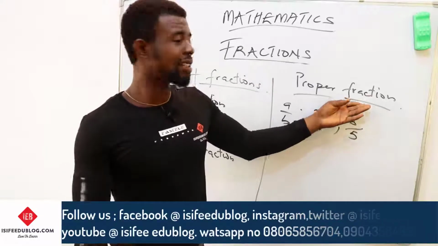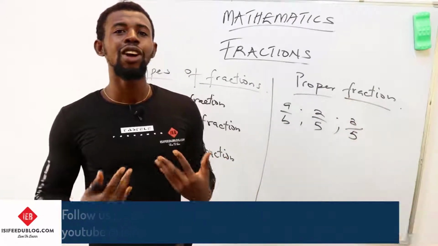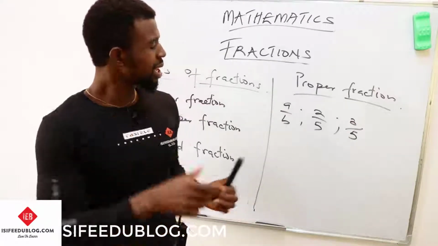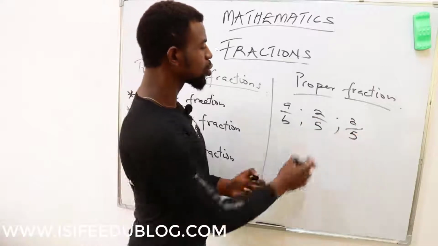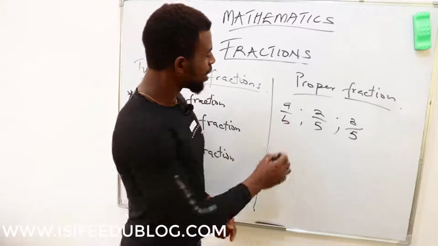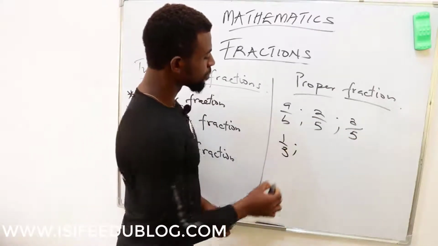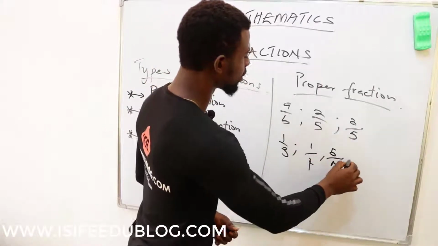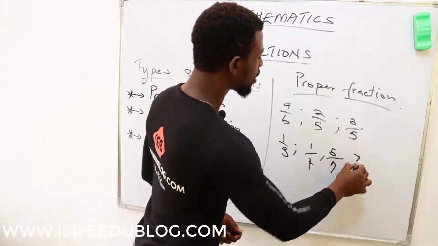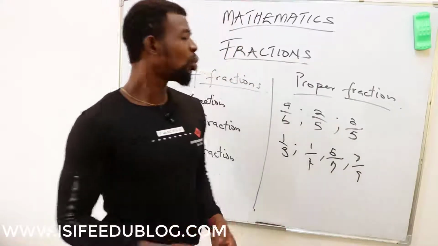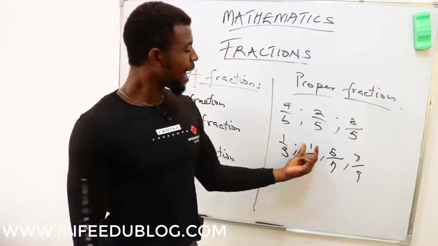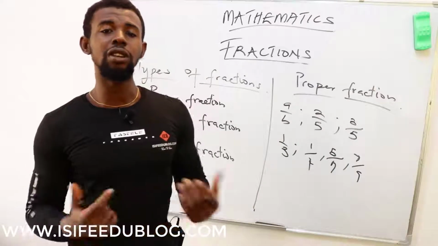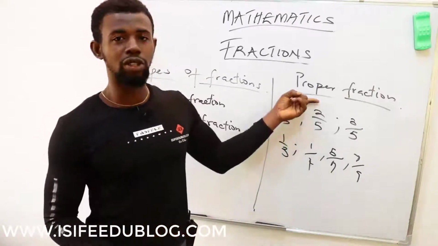And what do I mean by that? Proper fractions are fractions that have their numerators less than their denominators. So examples of proper fractions are the two we have on the board, 2 over 5 and 3 over 5. Then other examples are 1 over 3, 1 over 4, 5 over 7, 7 over 9, and so on and so forth. So whenever we have a fraction whereby our numerator is less than our denominator, such fractions are referred to as proper fractions.